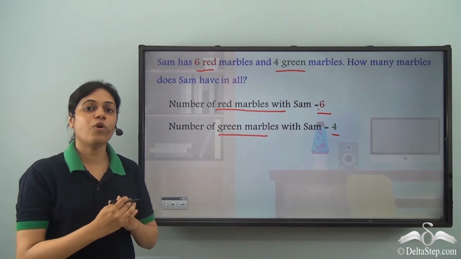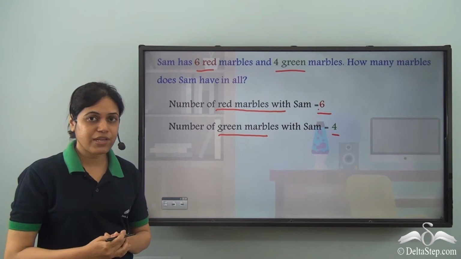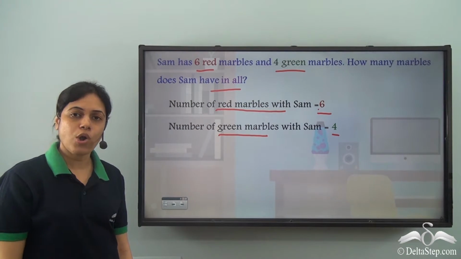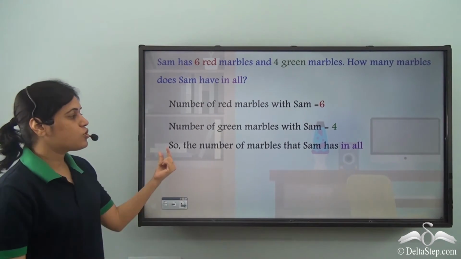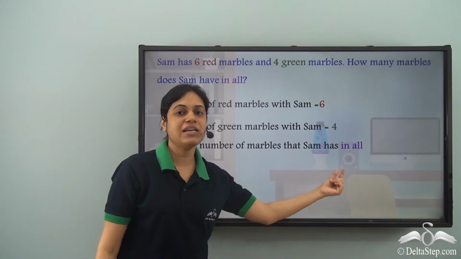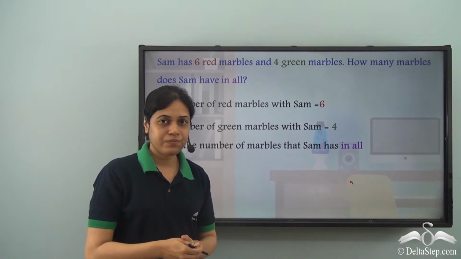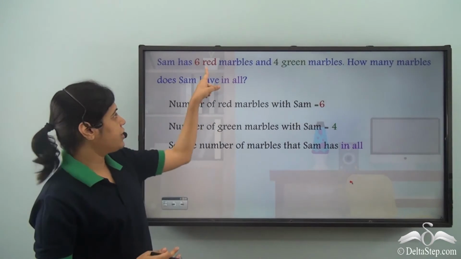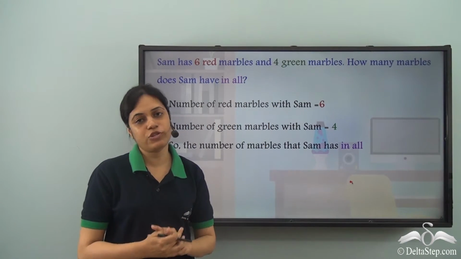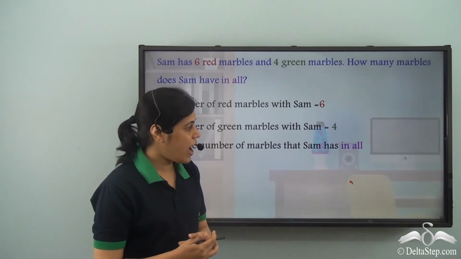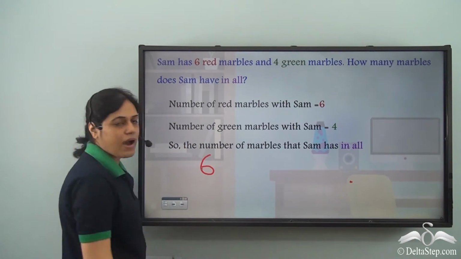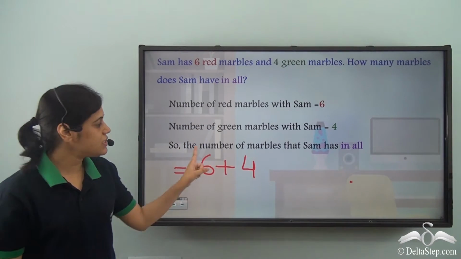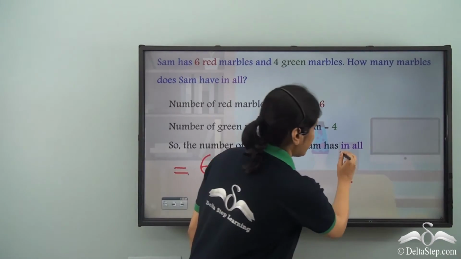Next, we write what we need to find. What do we need to find here? We need to find how many marbles Sam has in all. So we write the number of marbles that Sam has in all. What will that be? In all means all the marbles put together, the red marbles and the green marbles put together. So we need to add 6 red marbles with 4 green marbles. This is the number of marbles that Sam has in all.